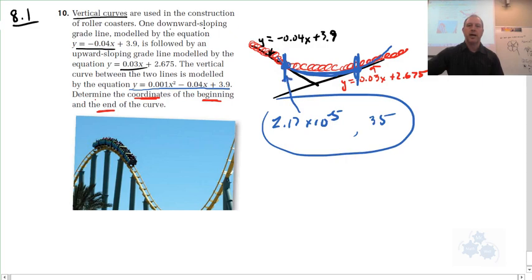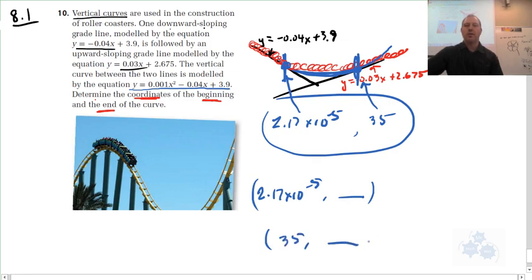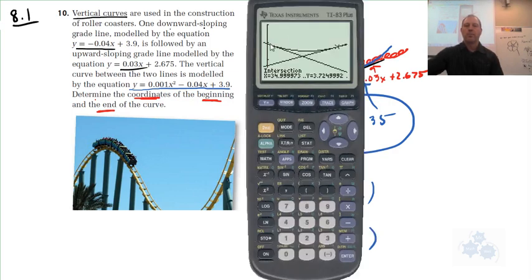So those would be your two answers there. This is this point's x value right here, and here's this x value right here. So determine the coordinates of the beginning and end of the curve. So these are the x values. So I guess you're going to want to also find the y values because it says the coordinates. So that would be 2.17 times 10 to the negative 5, and whatever the y value is there, and that's easy to do. I'll show you how to do that in the calculator. And then 35 comma the other one there.